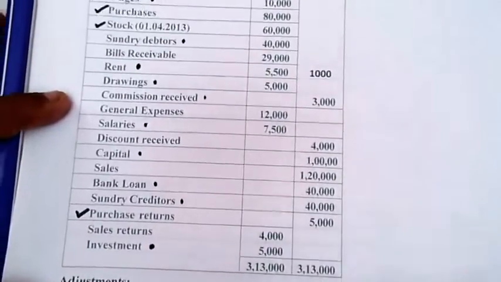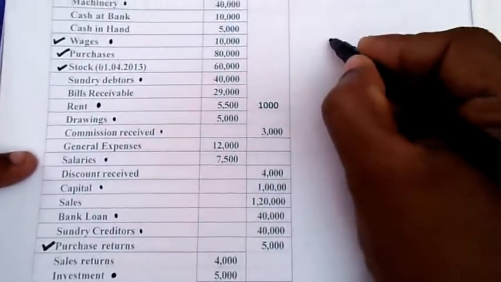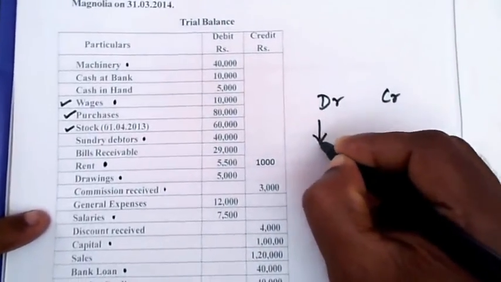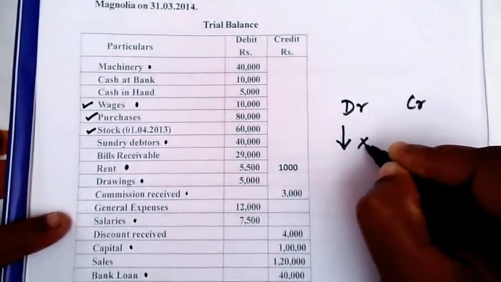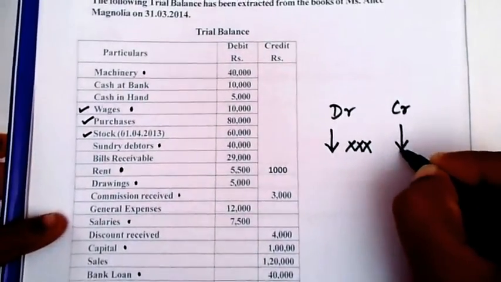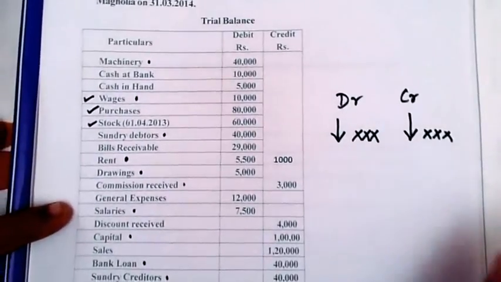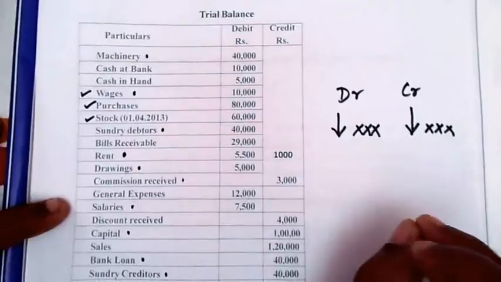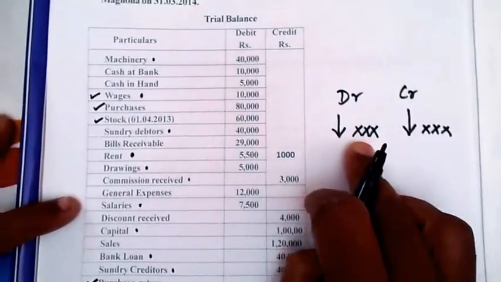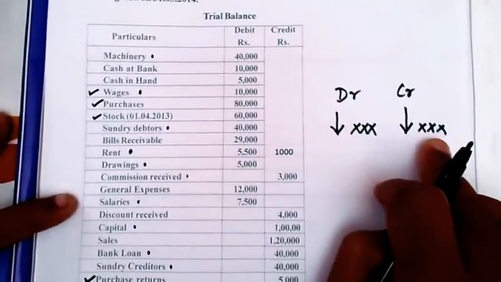So let me explain one simple logic. While you consider adjustments, you need to follow a simple logic. If any item decreases debit, enter the amount under the same side, the debit side. If any item decreases credit, enter the amount under the same side. This is the first logic. So the first one is, if any adjustment decreases the debit balance, enter the same amount under the debit side. If any item decreases the credit balance, enter the same amount under the credit side.